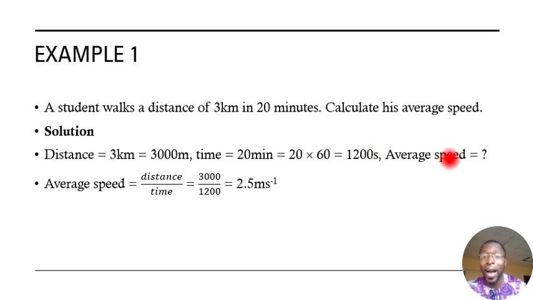And then we have to find the average speed. By formula, what is the average speed? Average speed is distance over time. And here we've gotten our distance to be 3,000 meters and our time to be 1,200 seconds. Dividing them, we have our average speed to be 2.5 meters per second, because the unit of average speed, or speed generally, is meter per second. All right, so that's very straightforward.